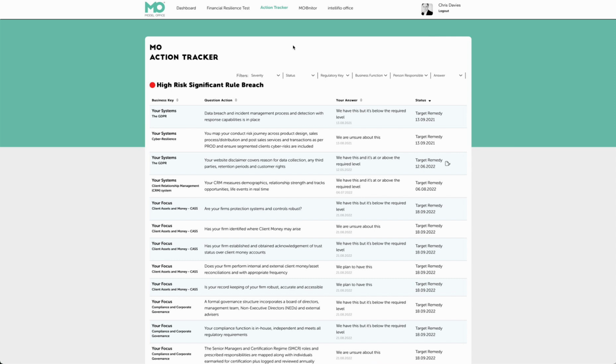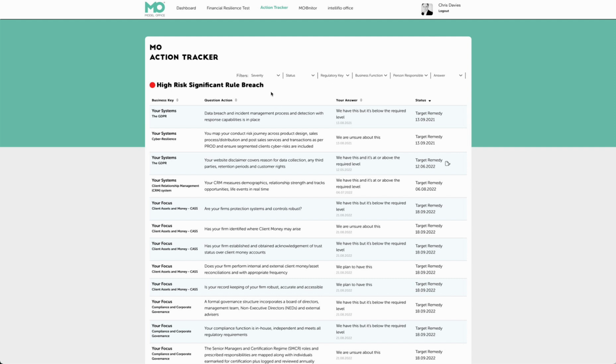All the question sets in Model Office are rated by ex-FCA professionals: red, high risk significant rule breach; amber, medium risk rule breach; and then green, good practice. And that's a static RAG rating system. And what we want to do is avoid overwhelm. So we've got filter functions here.